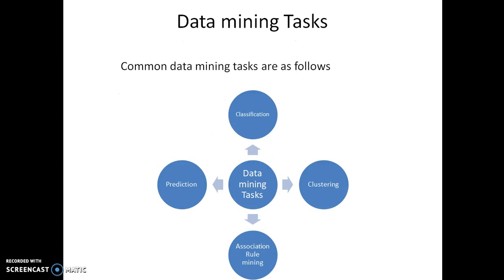These are some of the main tasks of data mining. The first one is classification, second is clustering, then association rule analysis, and prediction.